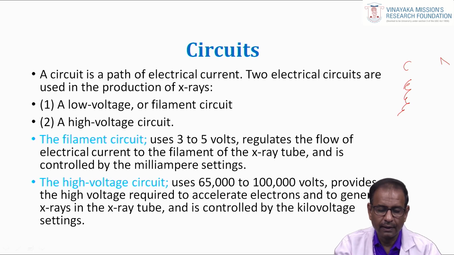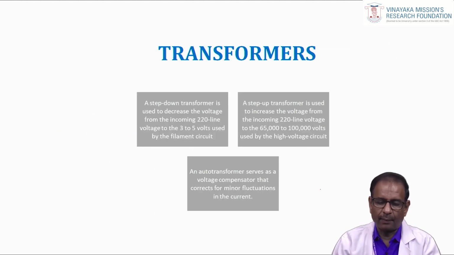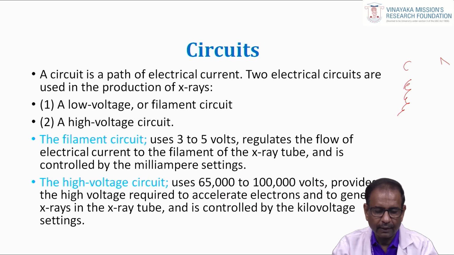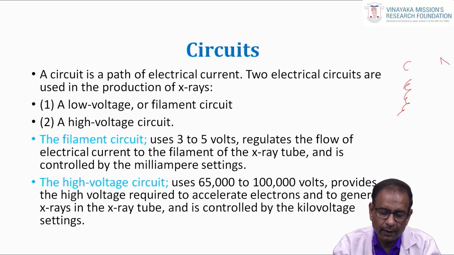We need a high energy, high voltage circuit. There are transformers, two types: one is a step down transformer, the other one is a step up transformer. Very simple. Our household current is normally 220 to 240 volts, so we need to reduce the current to 3 to 5 volts in the low voltage circuit. For this part a step down transformer is used. And then the 240 volts is increased to 65,000. In this area, a step up transformer is used. Okay, it will be clear.